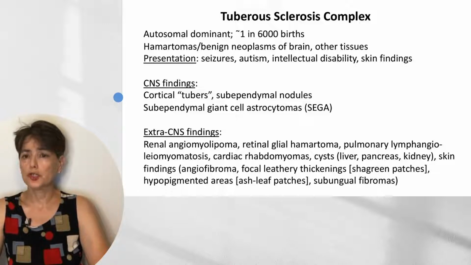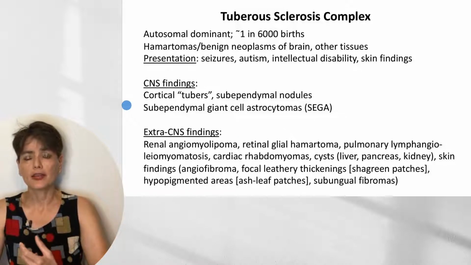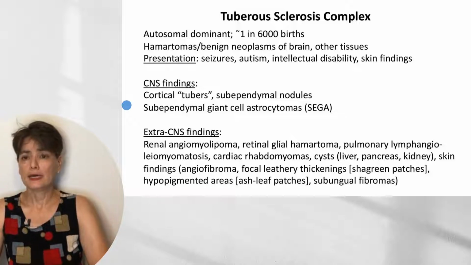One is called cortical tubers, from which the name tuberous sclerosis. They're called tubers because this is an expansion of the gyrus that makes it look a little bit like a potato. We can also see subependymal nodules and a particular type of astrocytoma called a subependymal giant cell astrocytoma, or SEGA. The extra CNS findings are manifold. So renal angiomyolipoma is covered in the renal tumors video. I also will draw your attention to cardiac rhabdomyomas, which is discussed in Robbins, and then these skin findings as well.